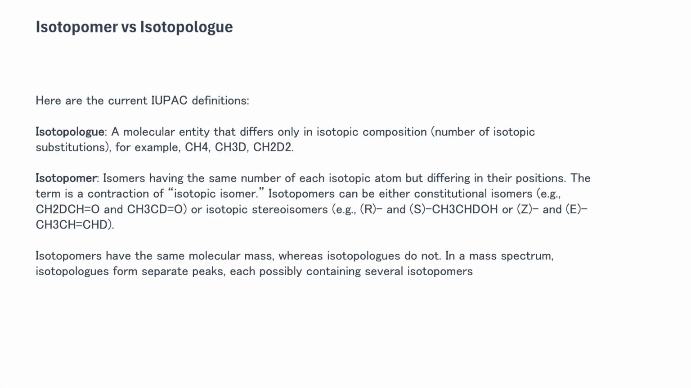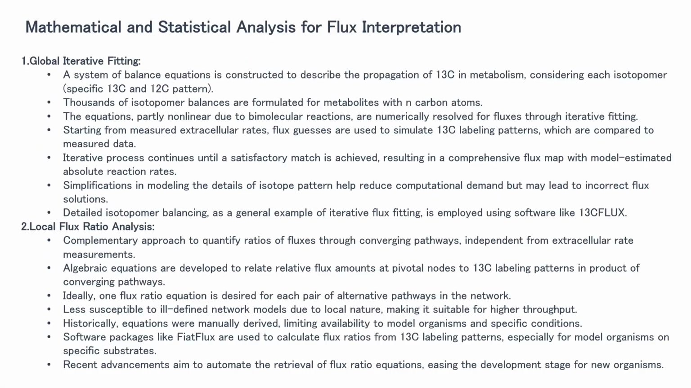So we saw what is the difference between isotopomer and isotopologue. Next is the mathematical and statistical basis for this flux interpretation. There are mainly two methods to do this. One is global iterative fitting, and the second is local flux ratio analysis. So what are the steps involved in global iterative fitting?